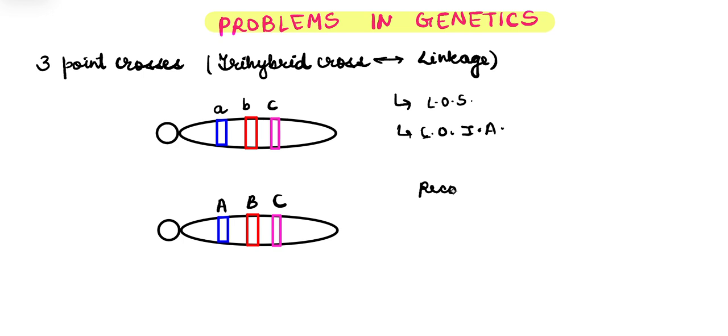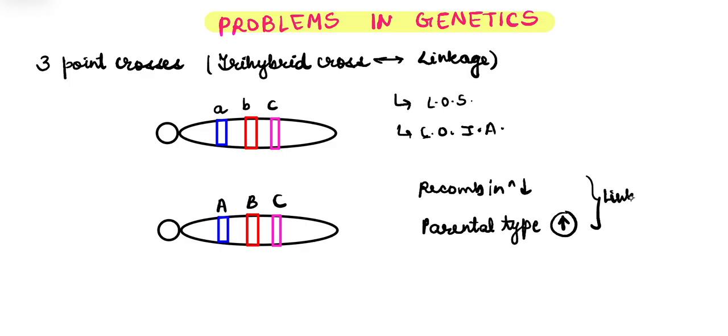So I can write here that the recombination is less, and the parental type even in the offspring is higher. This will happen when there is more linkage. And when the two genes are less linked, meaning the distance between the two genes is higher, the linkage will be less, and the chances of recombination would be higher. That is what we call recombination in, suppose, the two different genotypes of the parents, or the two different parental genotypes.